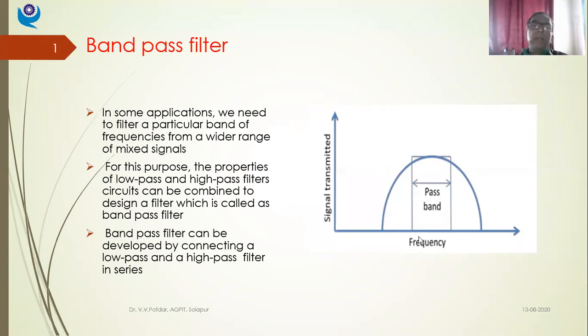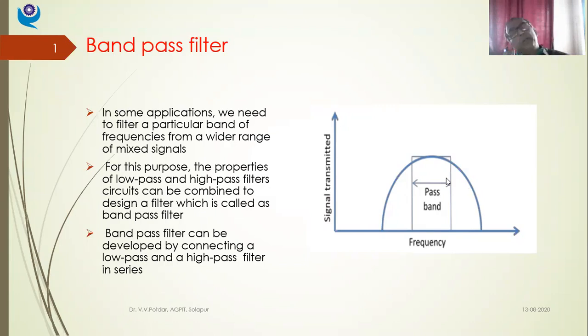So in a band pass filter, I allow the signal. What signals we allow? The signals between the lower passage frequency and higher passage frequency. So only this band, the passage band, the frequencies within this range only will be allowed. This is called as band pass filter.